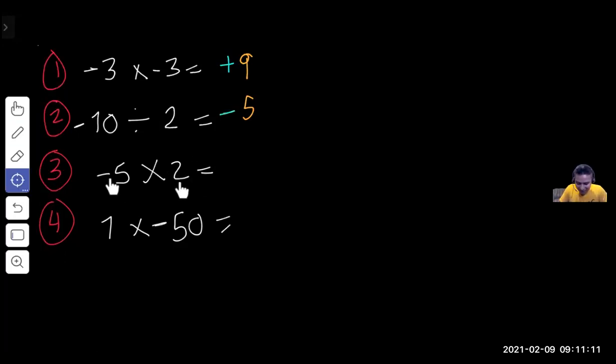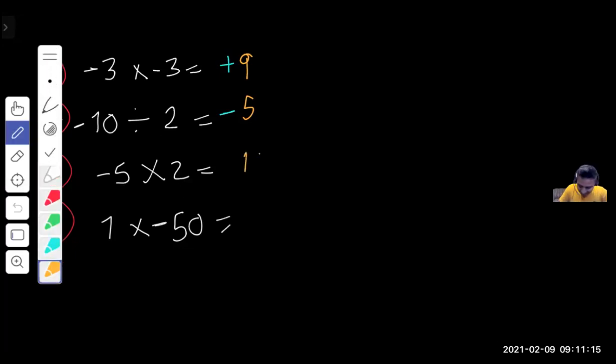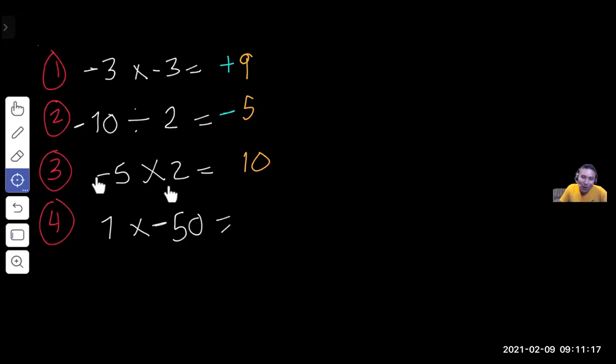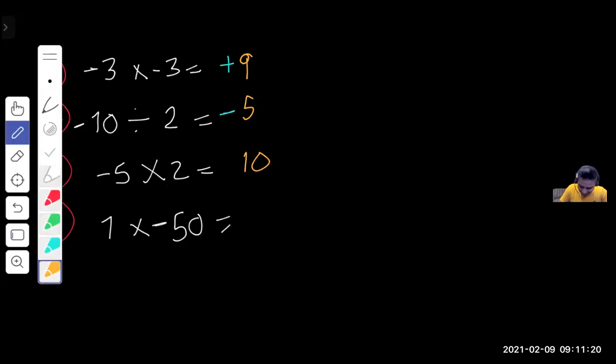Now, this one. 5 times 2 is just 10, right? Negative 10, because one is negative and the other is positive. And the last one, guys, is yours. You have to solve it.